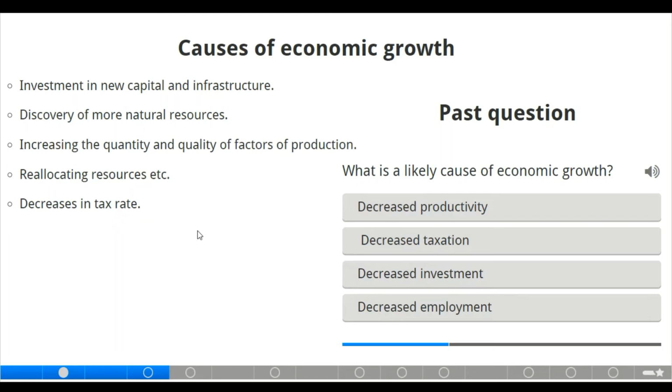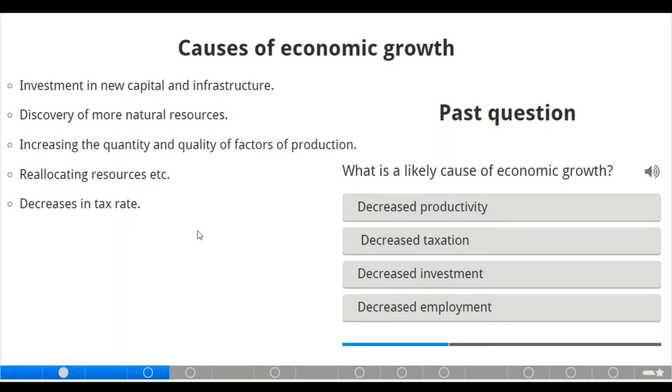Of course, we also have discovery of more natural resources. That is when we discover more production capacity. It also leads to an increase in economic growth, and also an increase in the quality and quantity of factors of production. Of course, a larger and productive workforce will also increase gross domestic product, and we also have the reallocation of resources. Moving resources from less productive use to more productive use can also lead to economic growth, and also decreases in tax rate. Producers will be able to produce more goods and services.